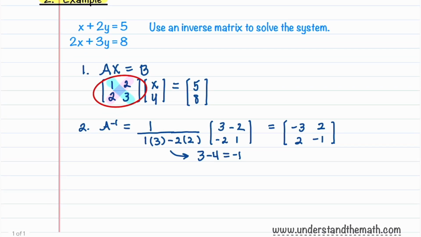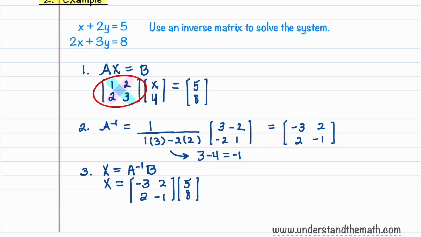Our third step is to find X, using the formula X is equal to A inverse times B. Our X is equal to A inverse, which we just calculated. That's minus 3, 2, 2, minus 1, times our B, and that was 5 and 8, just the constants from the right-hand side. Now we can go ahead and do some matrix multiplication.